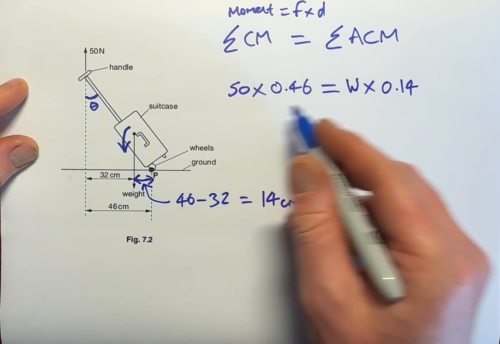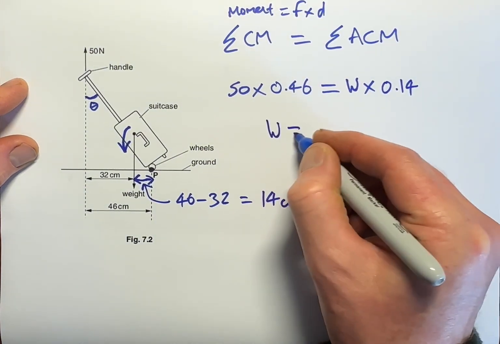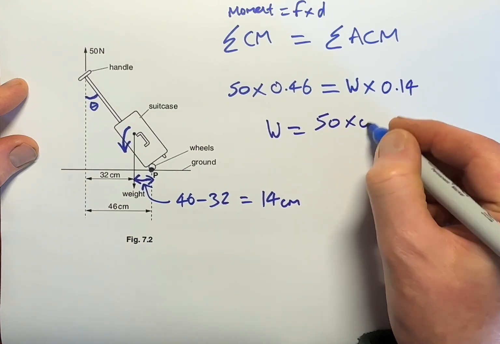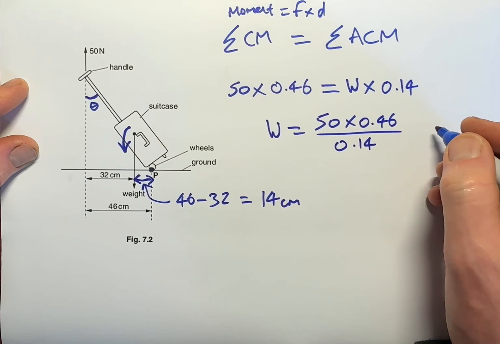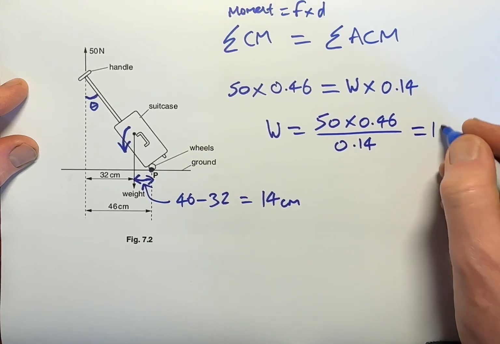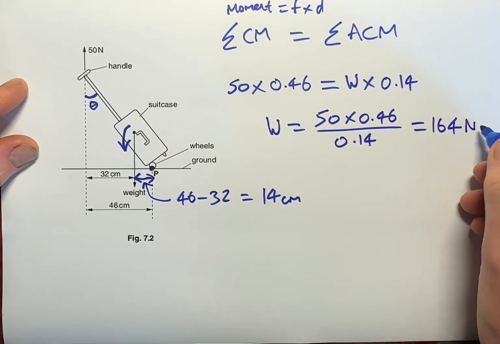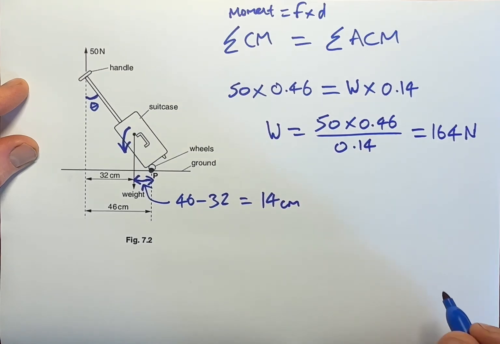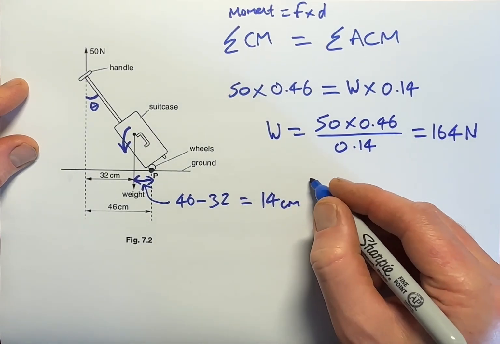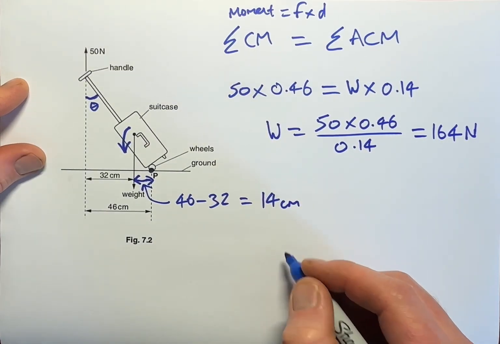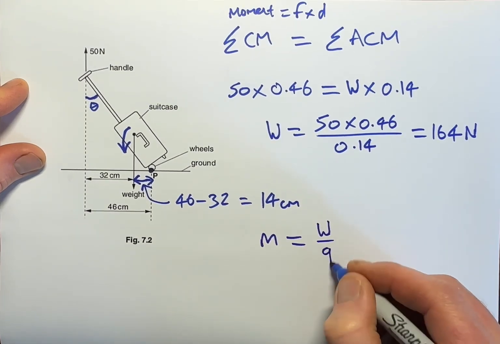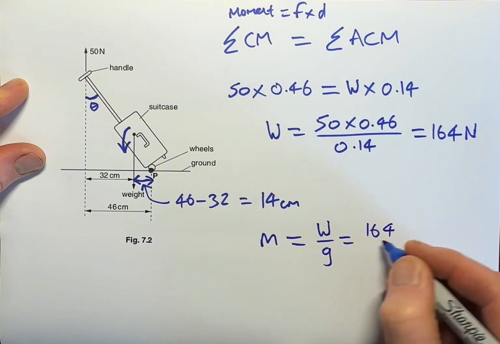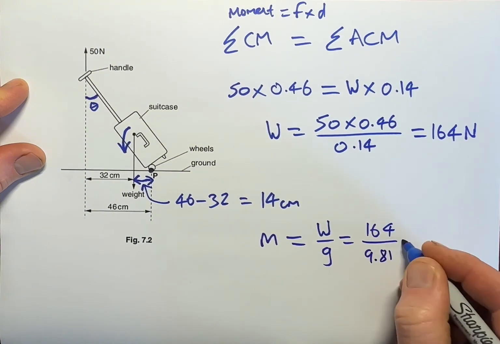Okay, so all we've got to do now is rearrange that. So we get W equals 50 times 0.46 divided by 0.14, and that's going to give us an answer of 164 newtons. Sorry for that move in there. And then to work out the mass, which is the final part of this question, we know that the mass is equal to the weight divided by gravity. So it's 164 divided by 9.81.